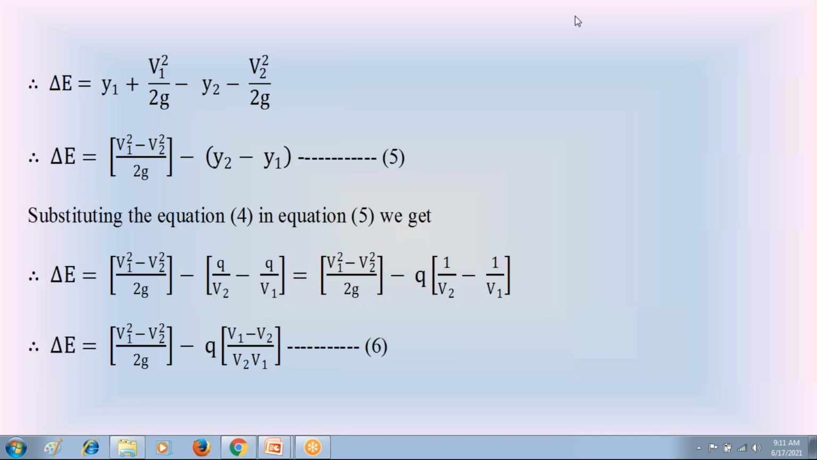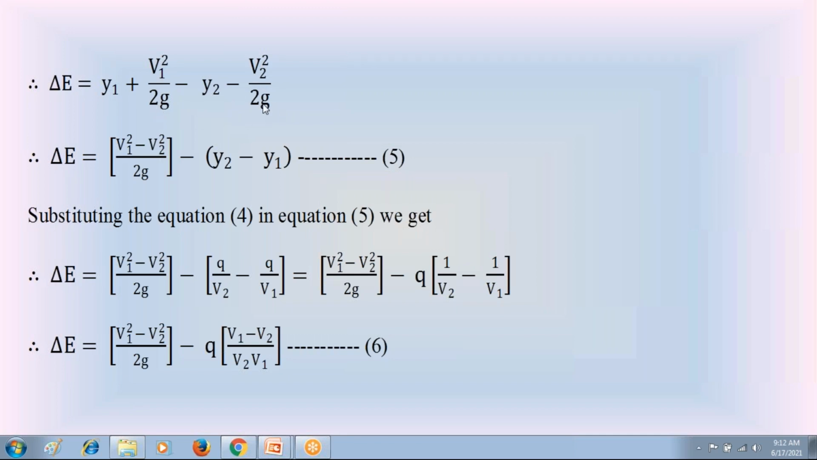Coming to the derivation of delta E in terms of the velocity of water flow, not in terms of the depths. Just now we discussed the loss of energy in terms of the depth of flow y1, y2. Now I am going to discuss the loss of energy in terms of the velocity of flow. So delta E is equal to E1 minus E2. E1 is y1 plus v1 square by 2g and E2 is y2 plus v2 square by 2g. So delta E is equal to y1 plus v1 square by 2g minus y2 minus v2 square by 2g.